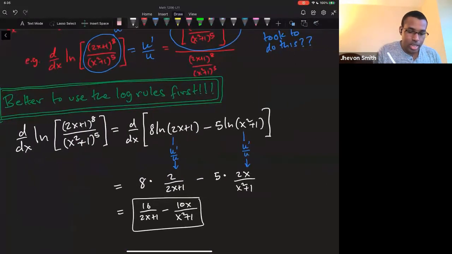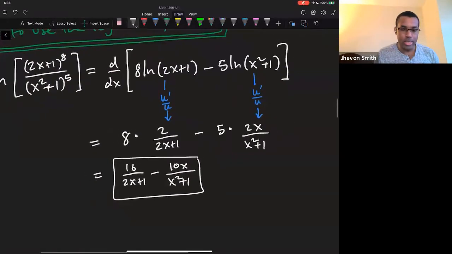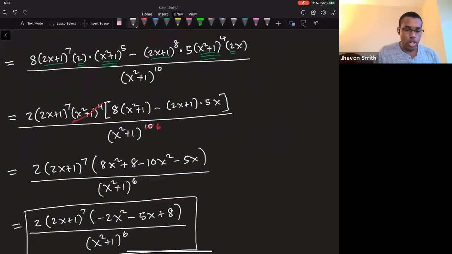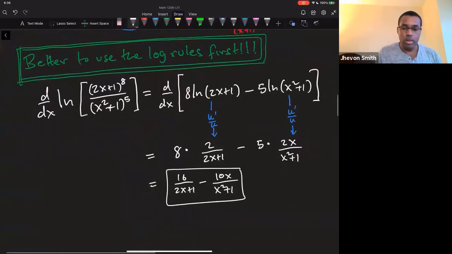Otherwise, it's not like you're going to get it wrong per se, but the chances of you getting it wrong are much higher. And even in the best case scenario where you do get it right, you're going to spend so much more time than you had to. The problem is easy, and by not applying the log rules, you're going to make it hard, right? So just a pro tip there.